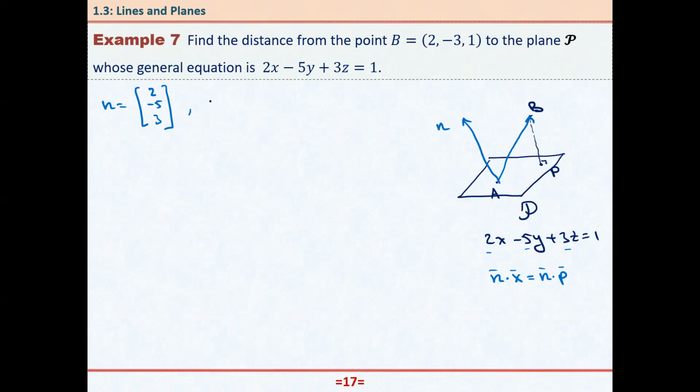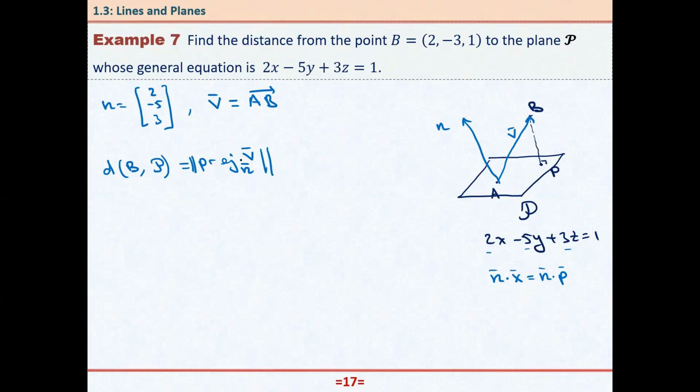Let's say vector AB, let's denote this by V, that is vector AB, okay? Then the distance from the point B to the plane P, let's just write like this, it will be equal to, what is it? It is just the length of this vector, right? And that is the same as the projection of AB. AB is vector V, so the projection of V onto the normal vector n.